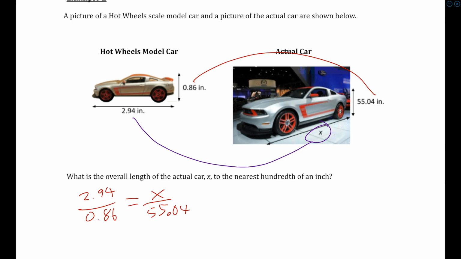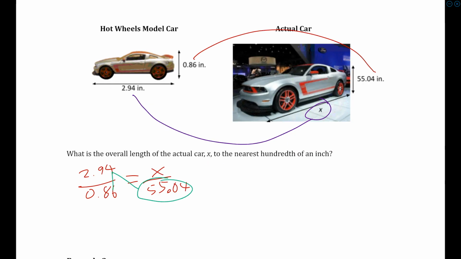So instead, I'm just going to cross multiply and divide for x equals 55.04 times 2.94 all divided by 0.86. And that will give me my unknown value, or the length of the actual car.